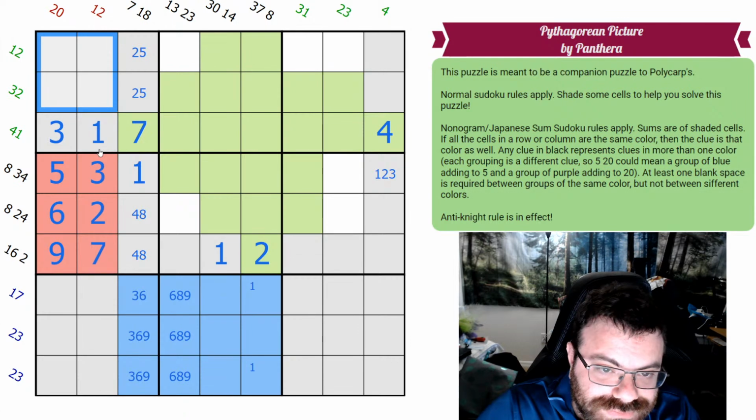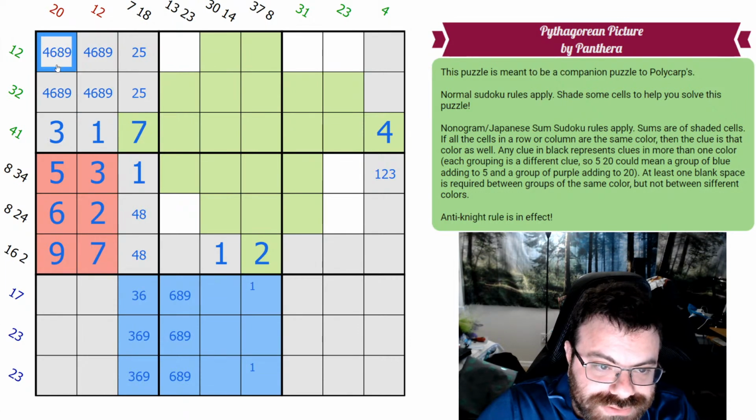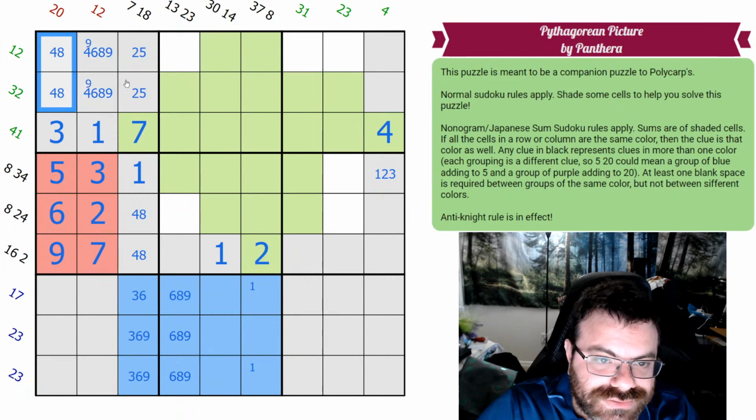We have 1, 2, 3. We need 4, 6, 8, 9. So that's not 9. So 9's one of these two. Oh, and that's not 6. Oh, so we get pairs. That's awesome. I did that wrong. 4, 8. This is 6, 9. This is 4, 8. These don't reach up.